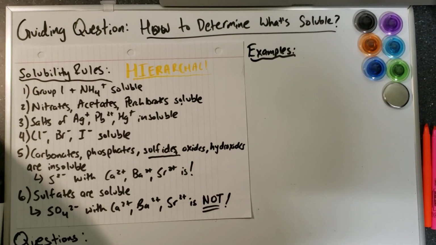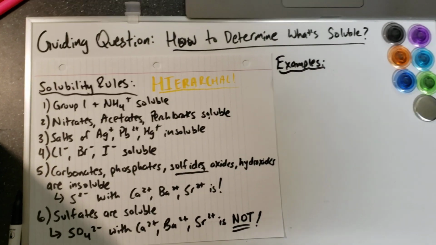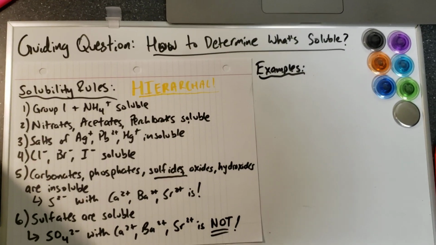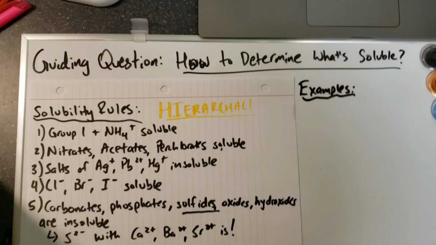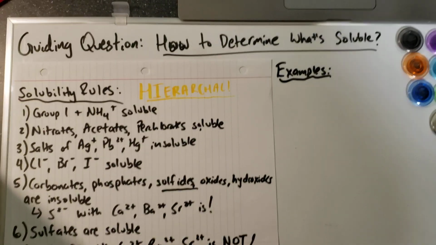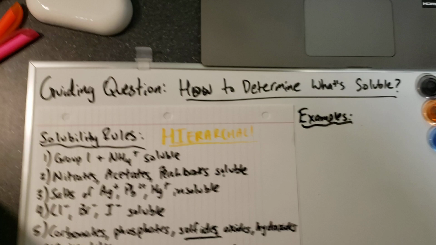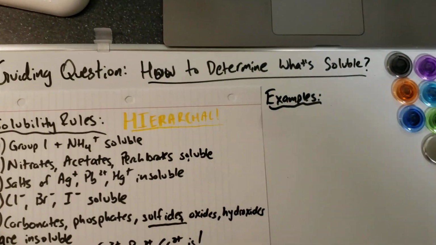This is my tutoring video for Gen Chem 1. The topic we're going to be discussing is solubility. A guiding question I want you to ask yourself throughout the course of this video is, how do I determine what's soluble and how do I determine what's not soluble?